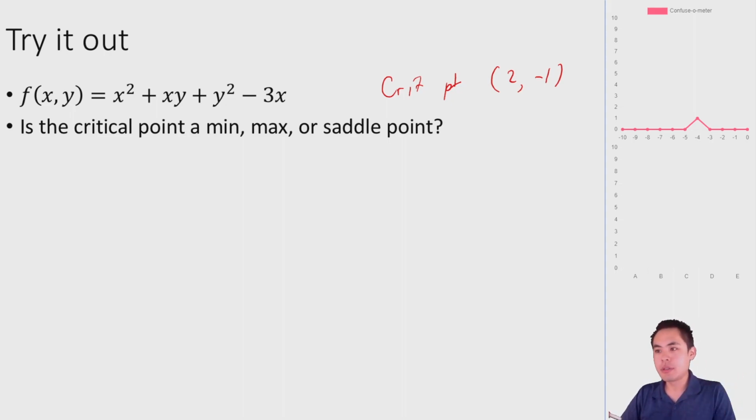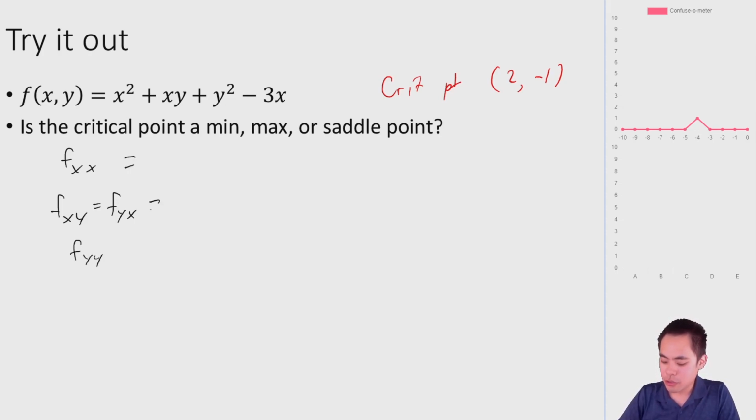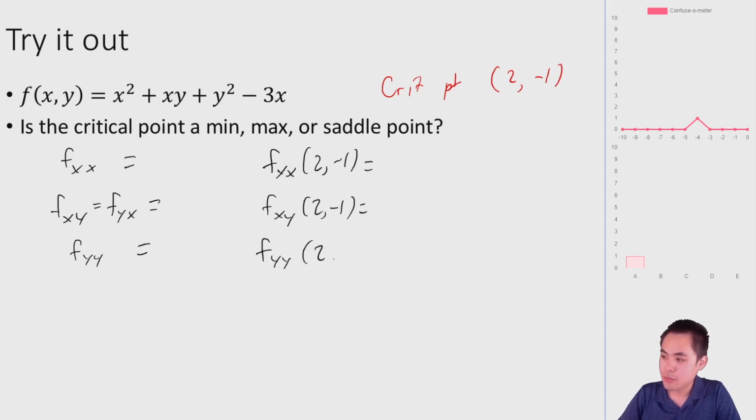Let's get a little started on it, since we are running a little low on time. The basic idea is we need f sub xx, f sub xy, and f sub yx, but in most functions that we deal with, those are going to be equal, and we need f sub yy. Hopefully you can compute all these values. Then you need to evaluate f sub xx at (2, -1). What's that equal to? F sub xy at (2, -1), what's that equal to? F sub yy at (2, -1), what's that equal to? It looks like we've started getting answers.